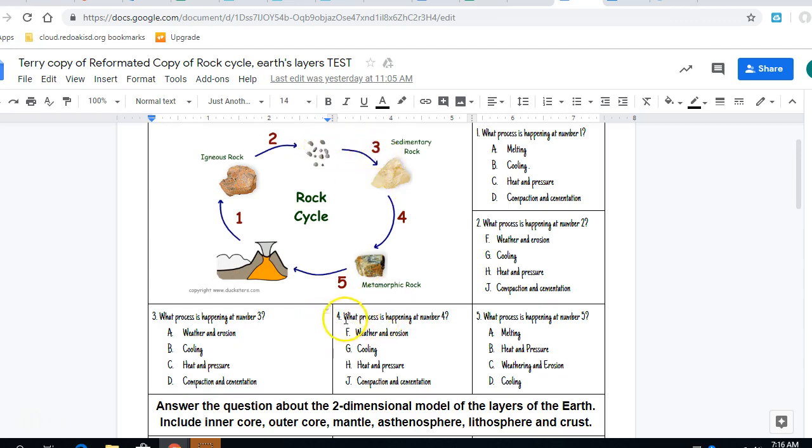Number 4, what process is happening here at number 4? Is it weathering and erosion, cooling, heat and pressure, or compaction and cementation? Number 5, what process is happening here at number 5? Is it melting, heat and pressure, weathering and erosion, or cooling?